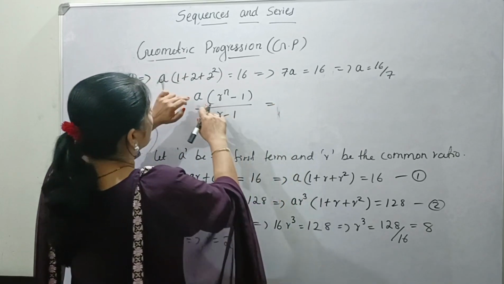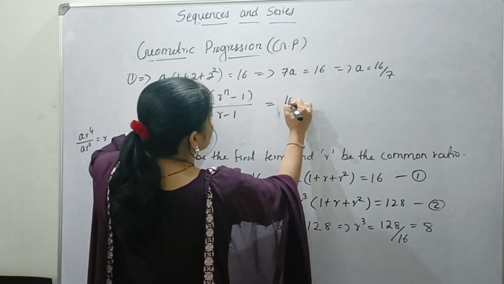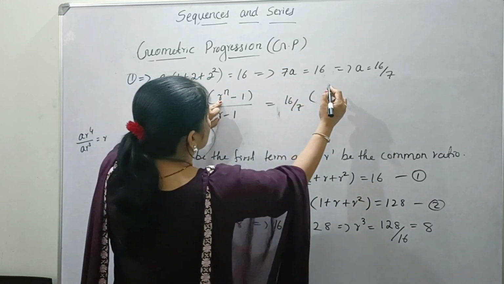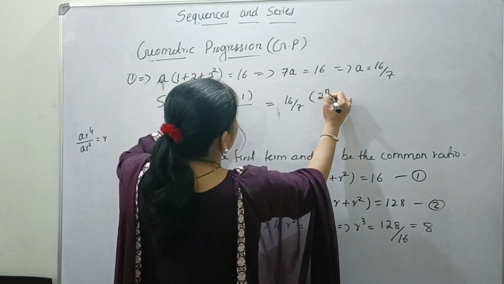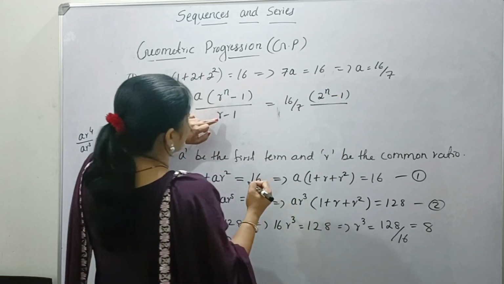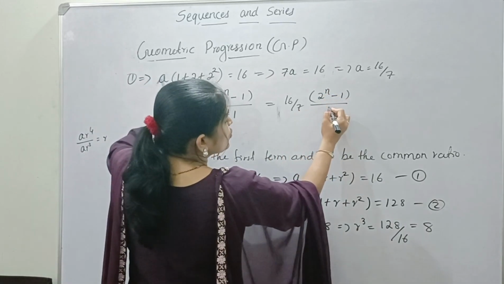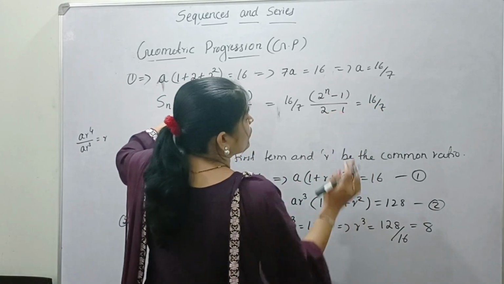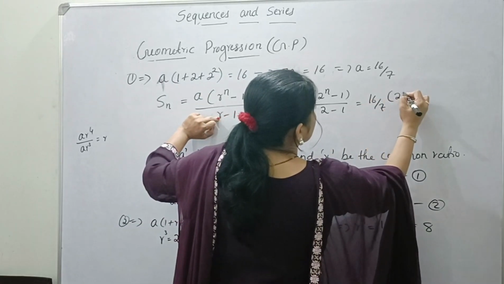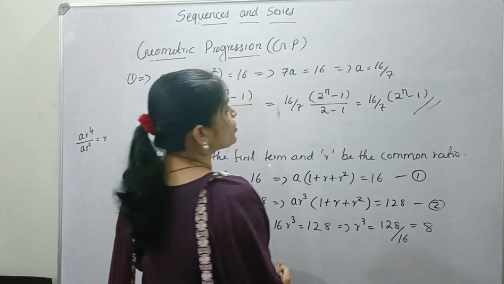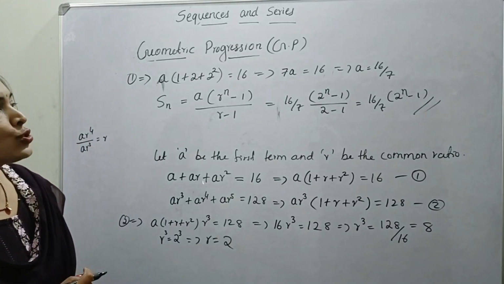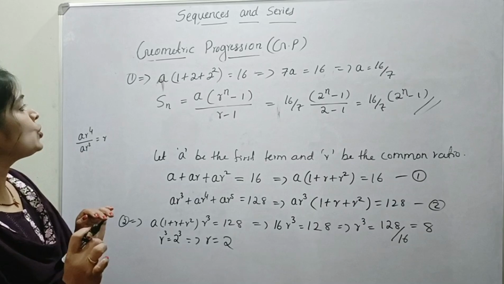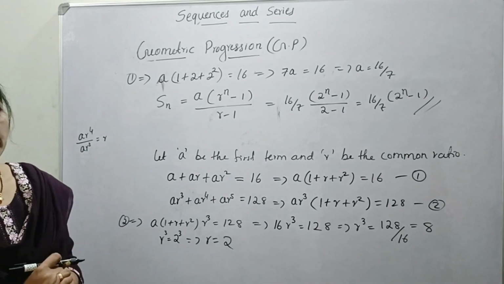That is equal to, what is a? 16 by 7 into r raised to n, that is 2 raised to n minus 1 divided by r, which is nothing but 2, okay, 2 minus 1. That is 16 by 7, 2 minus 1, 1 itself. So 2 raised to n minus 1, okay. So 16 by 7 into 2 raised to n minus 1 is the sum to n terms of the GP.